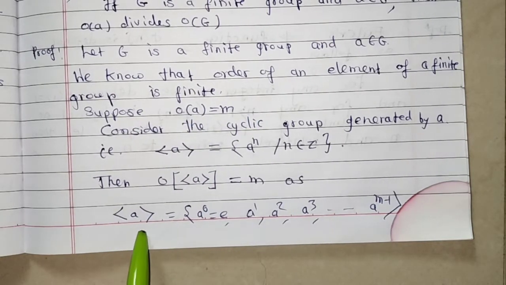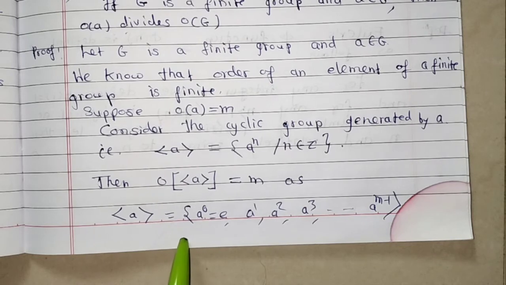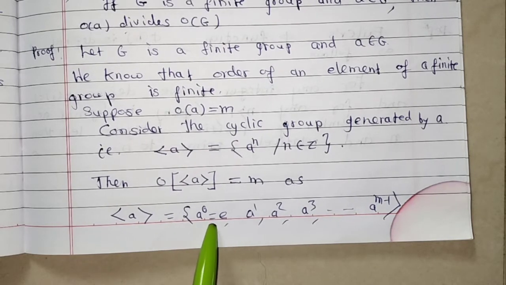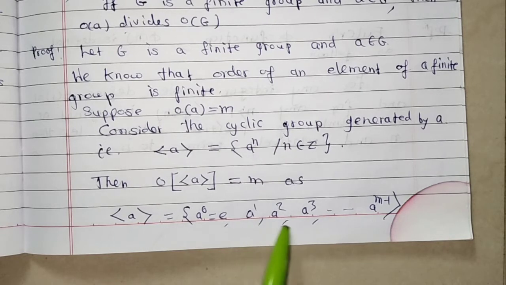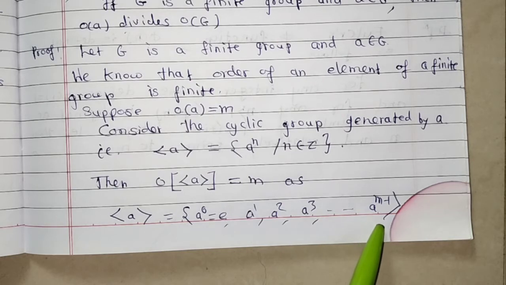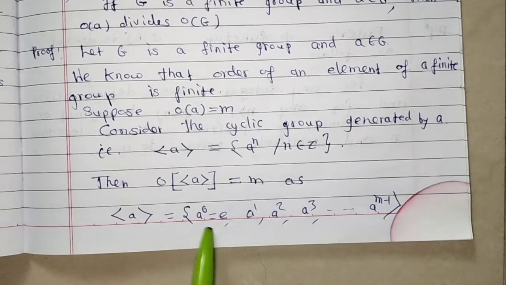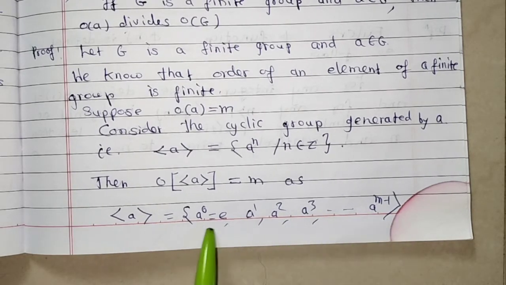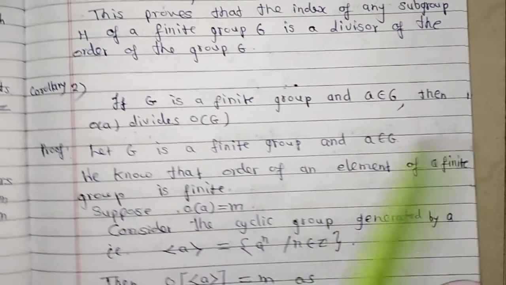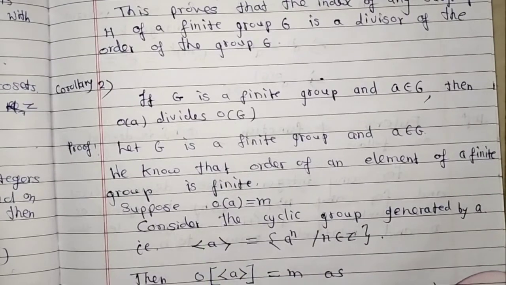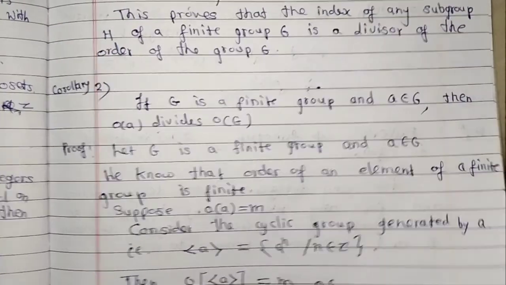Hence the cyclic group of a equals the set of elements a raised to 0, which equals e, a raised to 1, a raised to 2, a raised to 3, up to a raised to m minus 1, and this set is complete. That means the cyclic group of a contains m elements, since the order of a equals m. Thus, if G is a finite group, the cyclic group we have considered contains m elements.